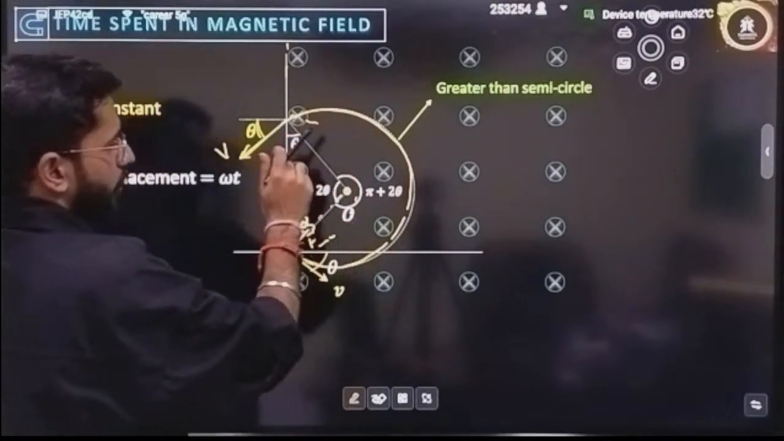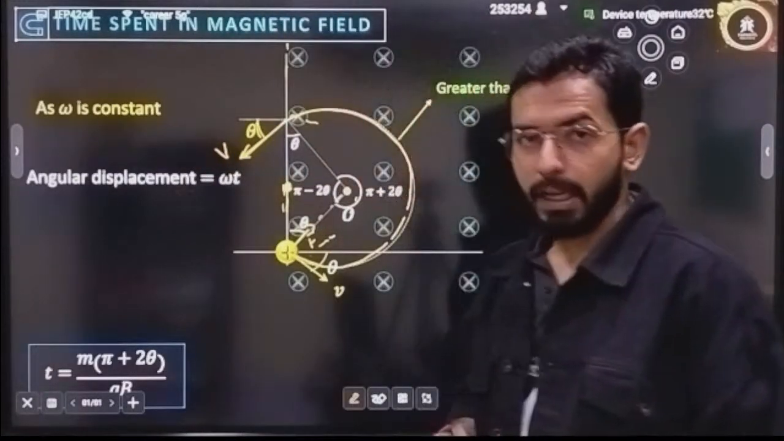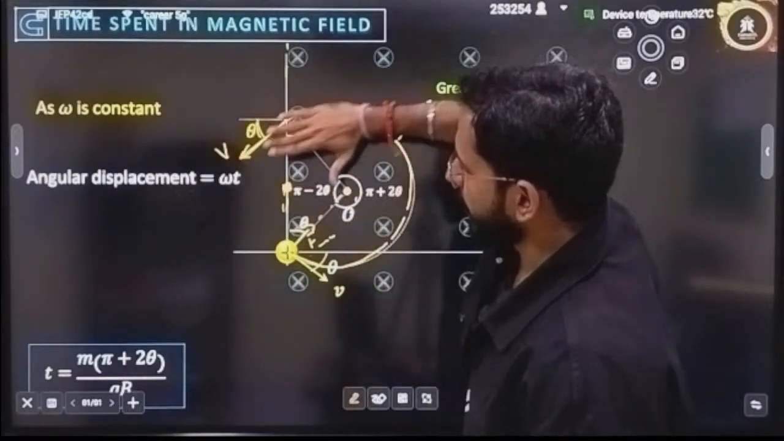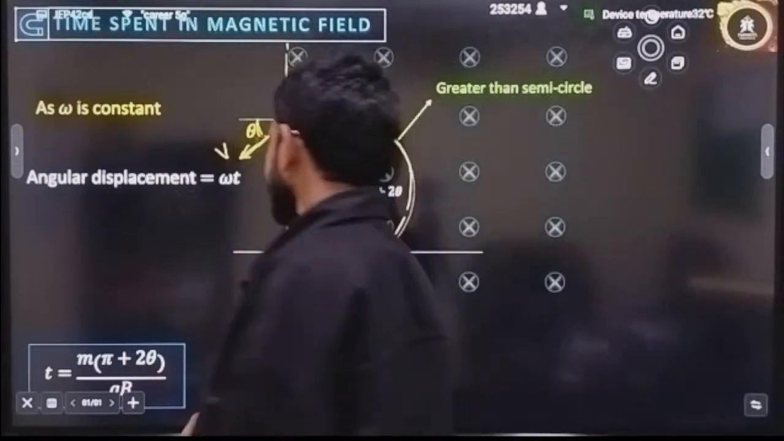This is what the trajectory will be. At this point, if you are calculating the centrifugal force, actually the magnetic force, again it will be coming towards the center only. Check V cross B. What is the direction that you are getting? Again towards the center. Correct now?